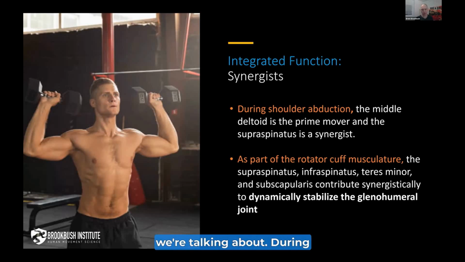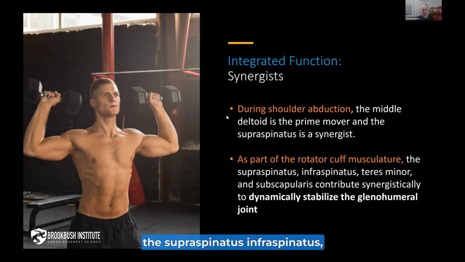Synergists. Okay, so now we're talking about integrated function. During shoulder abduction, the middle deltoid is the prime mover and the supraspinatus is the synergist. So all we're saying here is the supraspinatus is not the prime mover. Although it will do abduction, it never is the primary abductor. The deltoid is the primary abductor, which is not surprising. The deltoid is much, much larger than the supraspinatus.